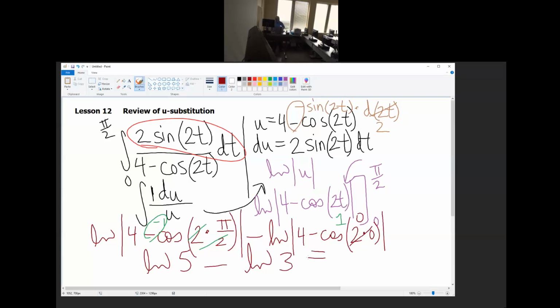According to my notes, my math lab used a quotient rule for natural logs and wrote this subtraction as a quotient. So our final answer is natural log of 5 over 3.